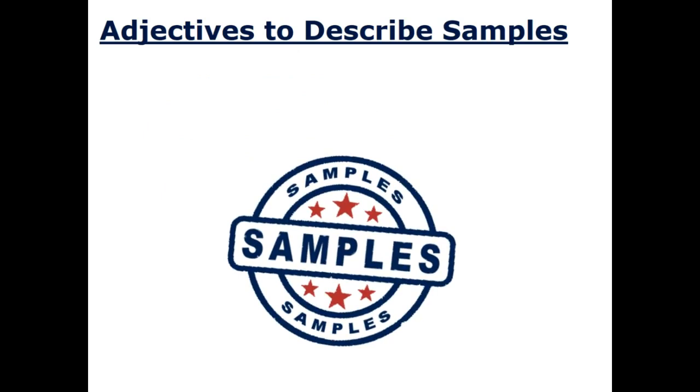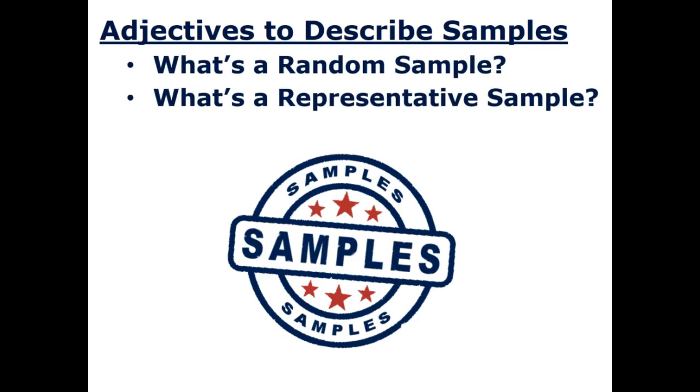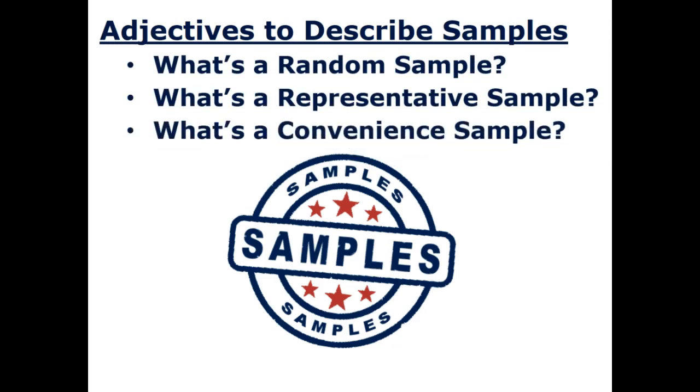There are many different types of samples and different ways to describe the samples. In this video, you are going to learn how to answer the questions: what's a random sample? What's a representative sample? And what's a convenience sample? Then you will be able to make some judgments about the generalizability of the research based on the characteristics of the sample.